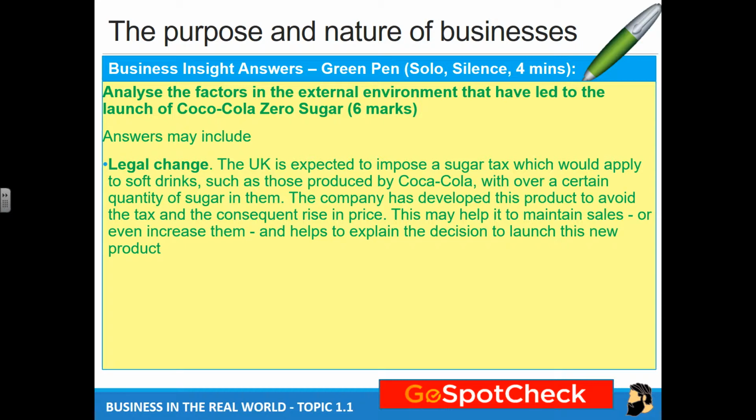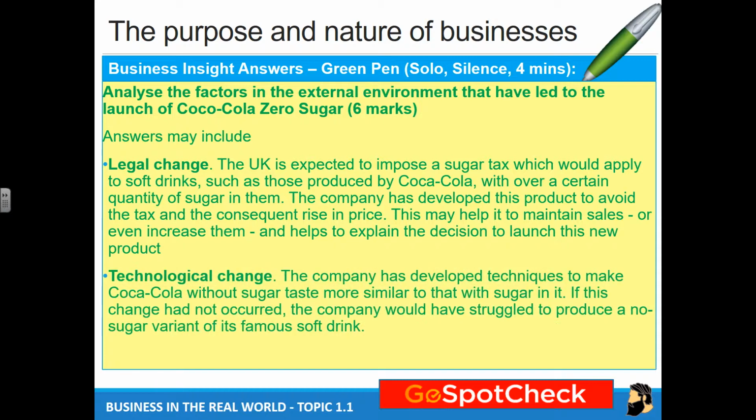and helps to explain the decision to launch the new product. So what we're saying is, here's a new rule, a law. It's about tax. If you have too much sugar, you get taxed. So they're doing this so they can avoid being taxed. Therefore, they don't have to pay as much towards that. Yes, it's going to cost them money to do the market research, come up with a new product, change everything. But in the long term, it's going to be beneficial.